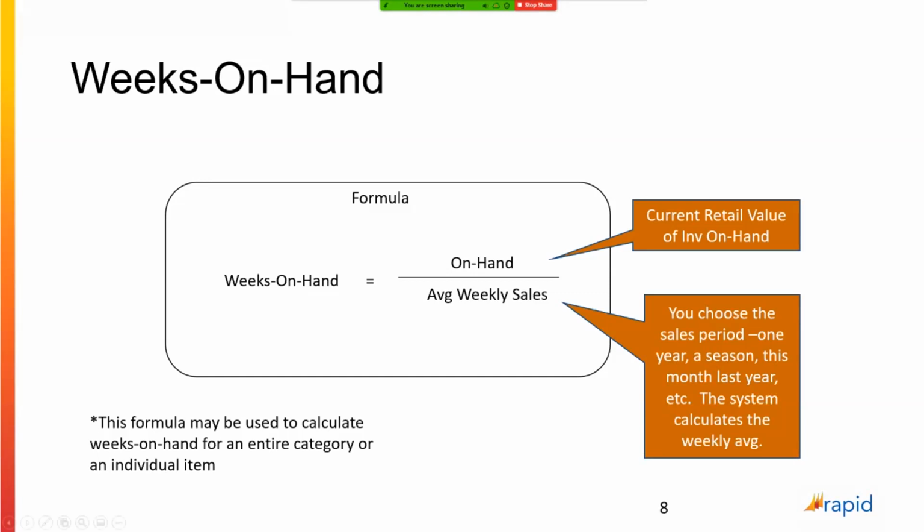The nice thing about the weeks on hand formula too is that it can be used to calculate either for an entire category or at an individual item level. So the statistic makes sense regardless of what level it is that you're taking a look at it.